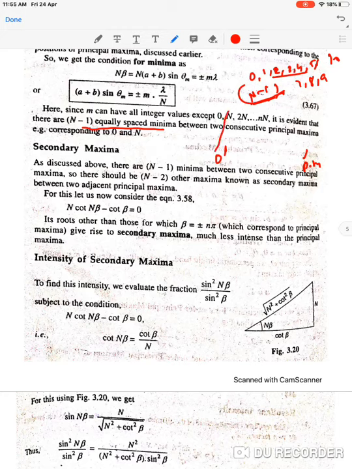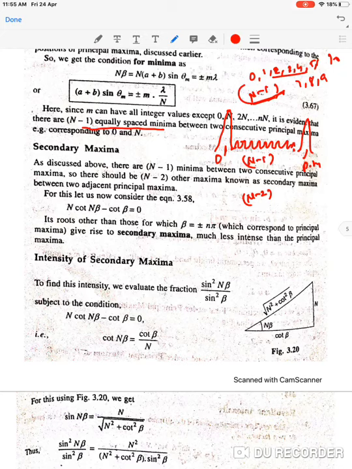So if the intensity of this is something like this, and the intensity of this is something like this, then there are some minima and maxima over there, and from 1 to this minima we have n minus 1 minima here. Similarly, we will have n minus 2 maxima here. Now these maxima are not equal to this.